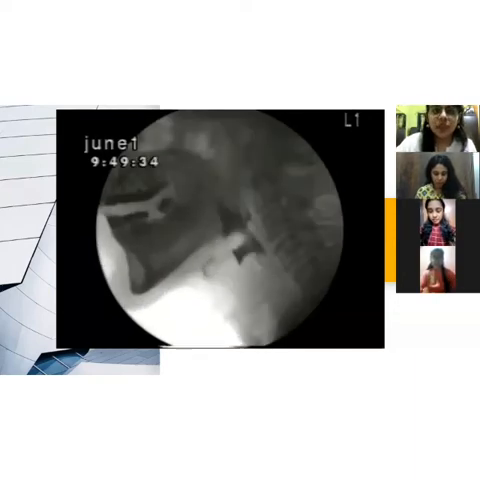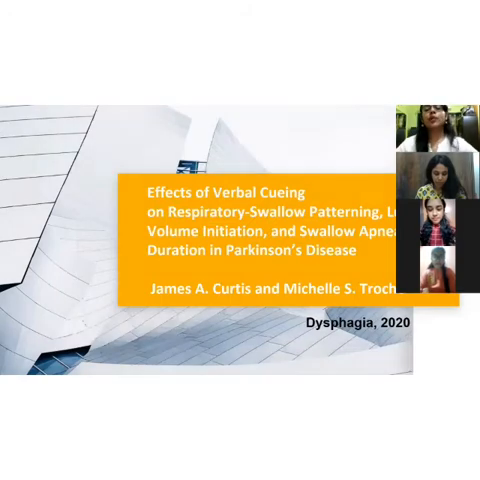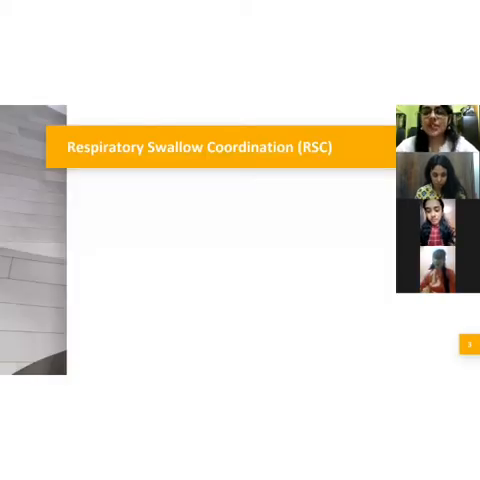Okay. So, the topic of the presentation is effects of verbal cueing on respiratory swallow patterning, lung volume initiation, and swallow apnea duration in Parkinson's disease. It's a very recent article from the Journal of Dysphagia and is authored by James A. Curtis et al. Okay, now let's understand respiratory swallow coordination.